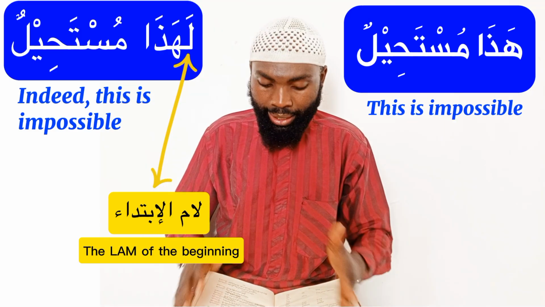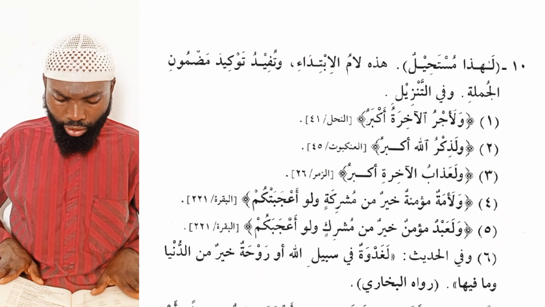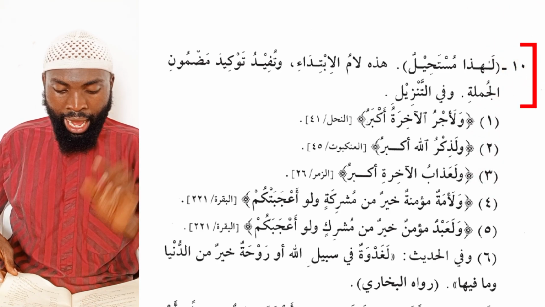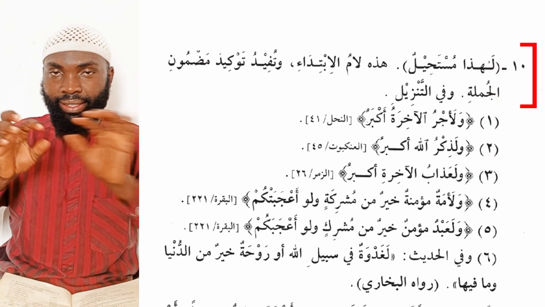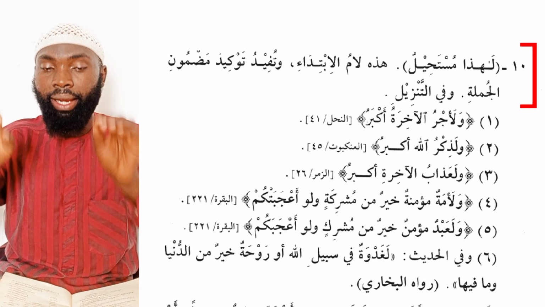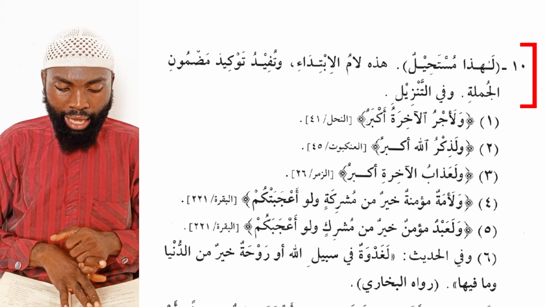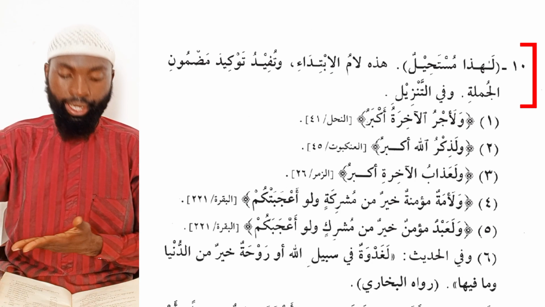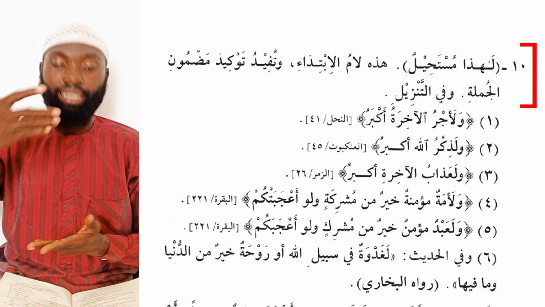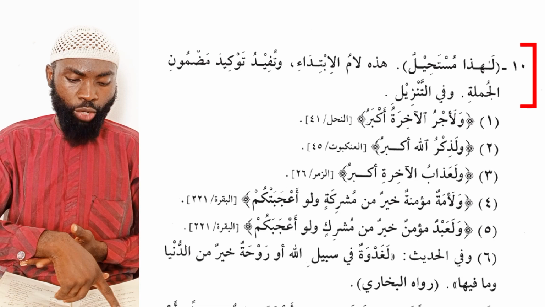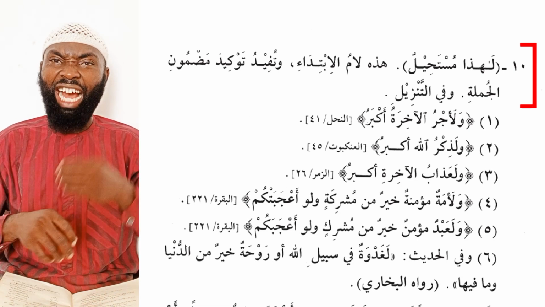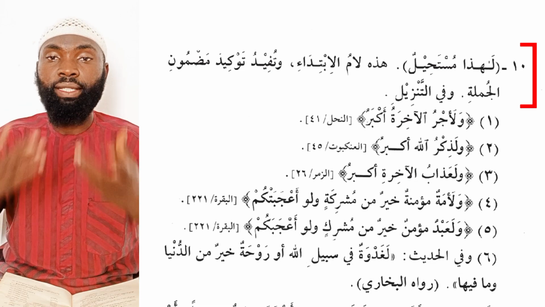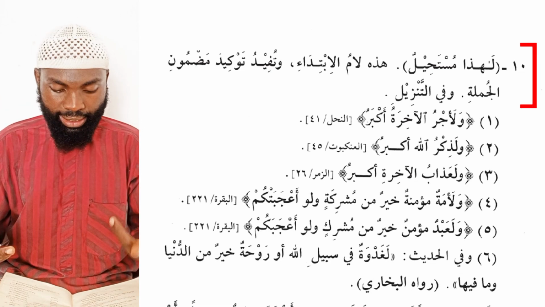La hadha mustahil. Let's quickly come back to our book, Durus al-Lughat al-Arabiyyah, and see what we have here. Here we have la hadha mustahil. This sentence, la hadha mustahil, this indeed is impossible. Hadhihi lamul ibtida. This lam is called the lam of beginning. It is used to open a sentence or a statement. وَتُفِيدُ تَوْكِيدَ مَضْمُونِ الْجُمْلَةِ, and it also benefits the what? The emphasis of the meaning of such a sentence.